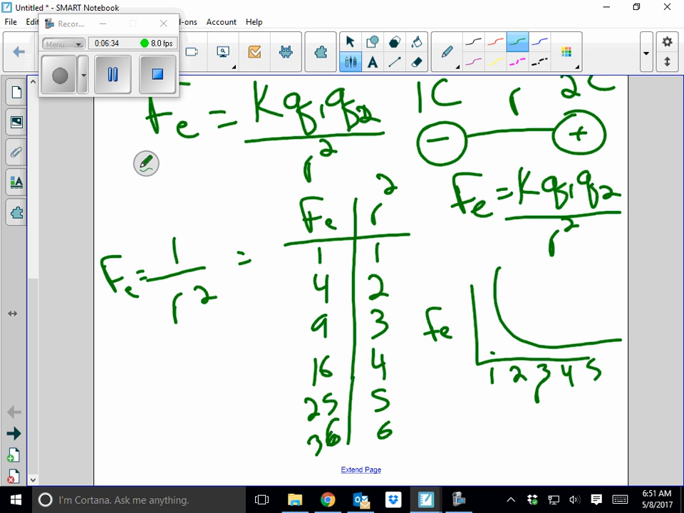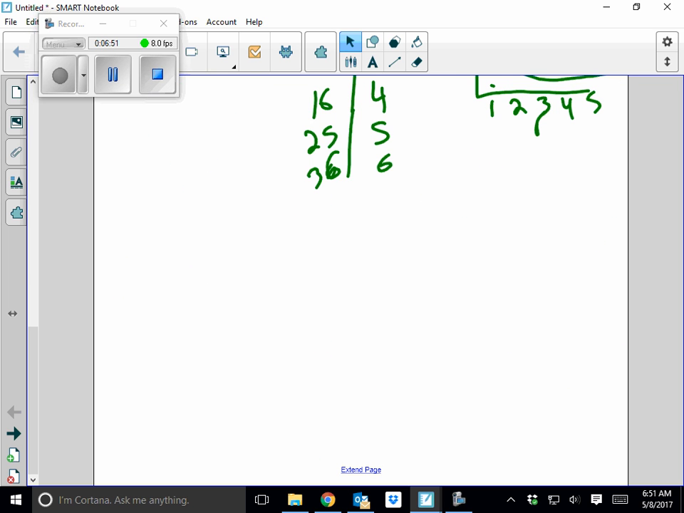But that is essentially the relationship between the electrostatic force and the radius, because as the distance increases, your force drops by a factor of r squared. So let's see. So that's electrostatic fields. That's forces. What am I missing? Let's see. More review.